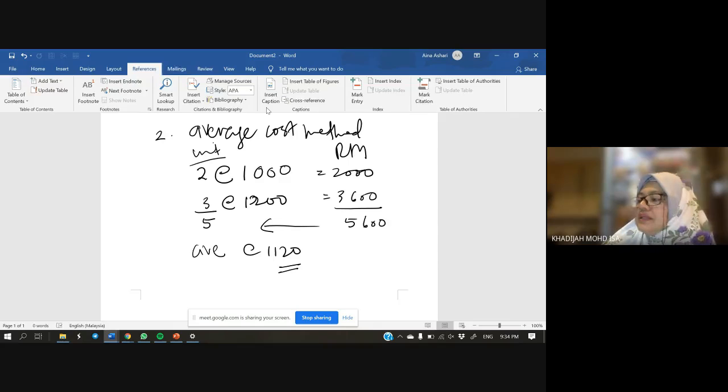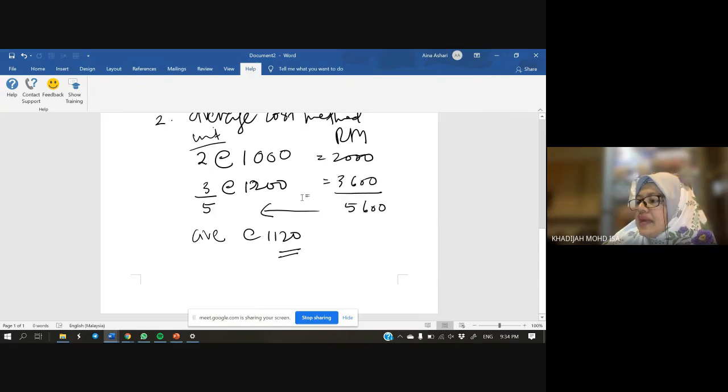The third method is what we call first in, first out. How do I go to the next page?